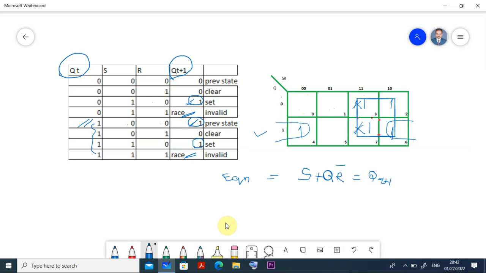So this Q t plus 1, whether it is applying, suppose when Q is equal to 0 and S is equal to 0, R is equal to 0, whether Q t plus 1 is coming 0 or not. So here S is equal to 0, Q is also 0, 0 plus 0, and what is R bar? R is equal to 0, R bar is equal to 1. So 0 into 1 is equal to 0, 0 plus 0 is equal to 0. That means Q t plus 1 must be 0.